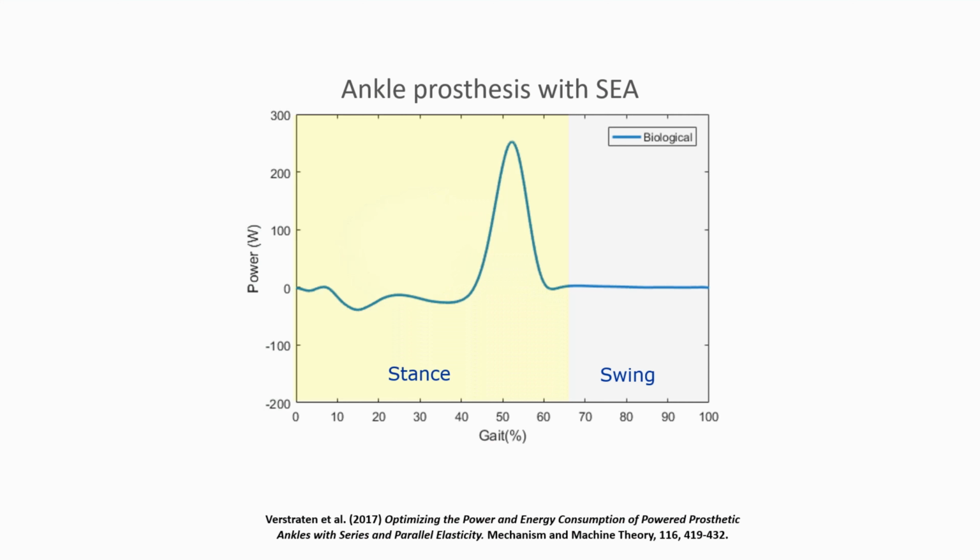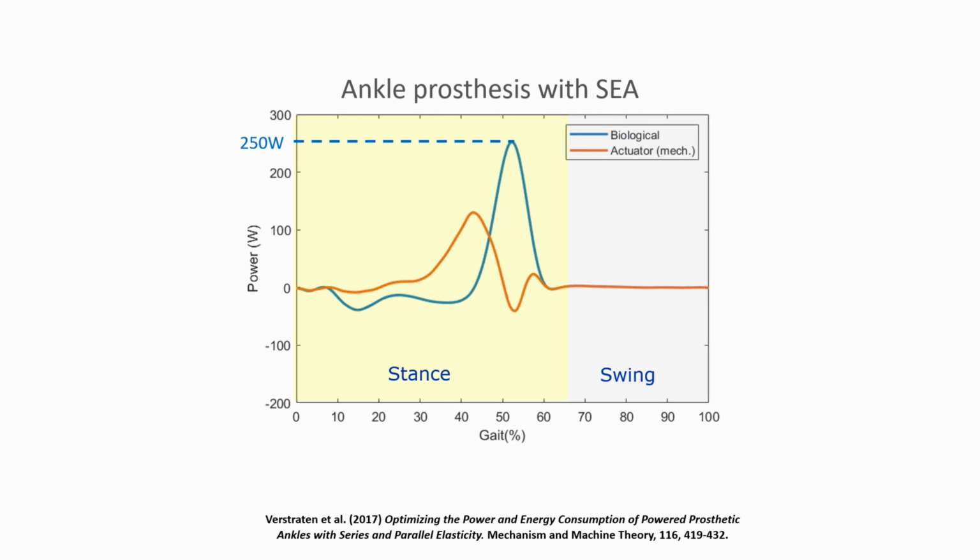Active ankle prosthetics are a good example. An active ankle prosthesis requires around 250 watts of mechanical peak power to provide push-off during walking. Implementing a well-tuned series spring, however, can reduce the power flow through the actuator considerably. When optimized for minimal mechanical power flow, the peak power can be brought down to approximately 120 watts.